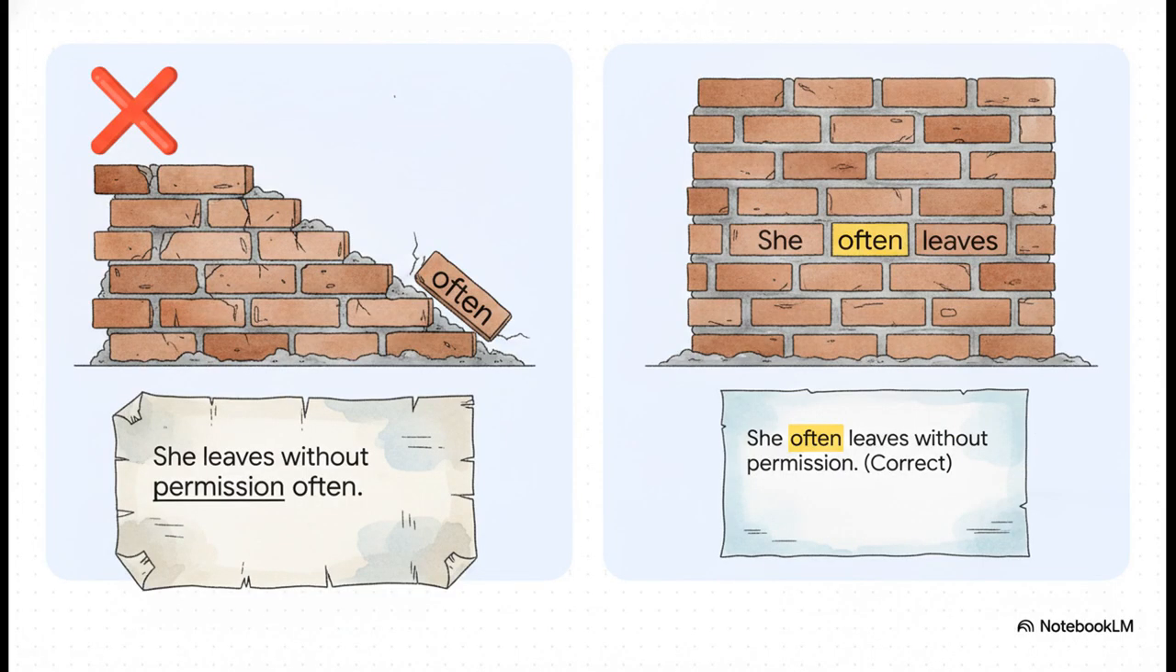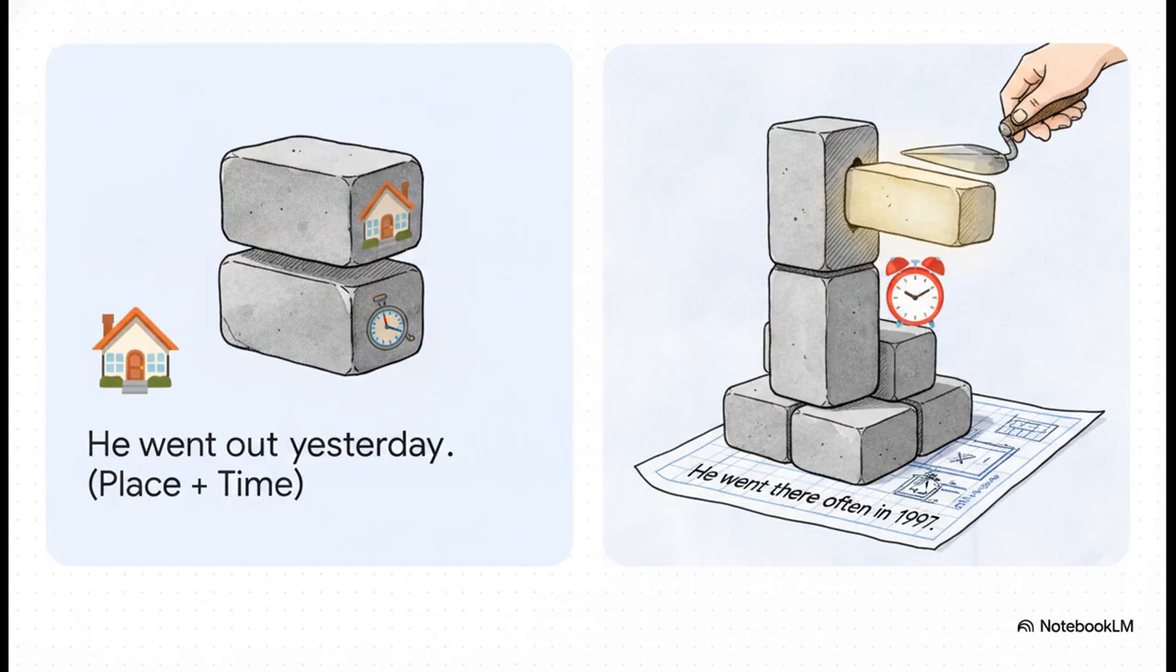Consider the sentence, she leaves without permission often. It sounds, well, a bit clunky, right? Kind of tacked on at the end. But if we shift it to, she often leaves without permission, boom, it locks right into place. Adverbs of frequency generally belong right before the verb they modify, which in this case is leaves. This specific placement acts as a crucial piece of our sentence's mortar, holding the subject and the action together securely and naturally.